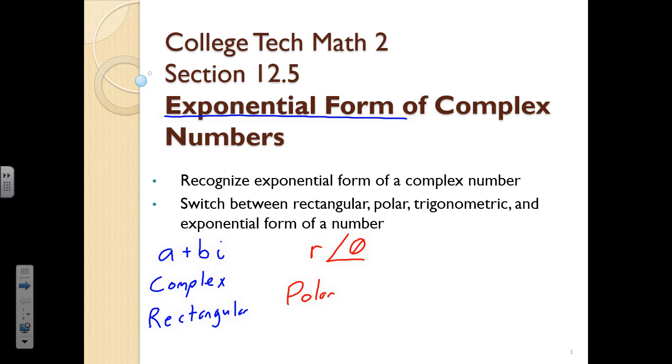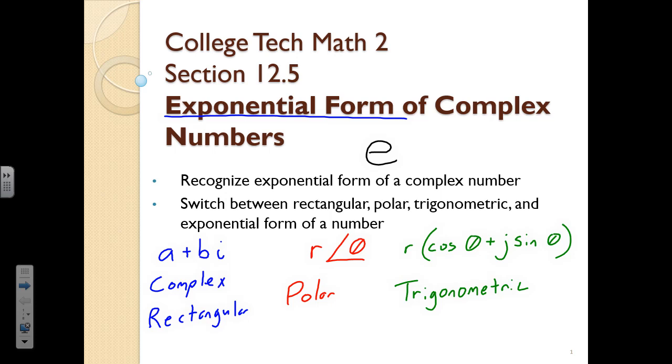And then we saw in our last section that we can modify polar form, keep the magnitude, but express the angle in a different way by breaking it into the real and complex components. And we call that trigonometric form. But there's a fourth way that actually works out really nicely for doing operations with complex numbers that represents complex numbers as some power of e. So let's explore that a little bit.